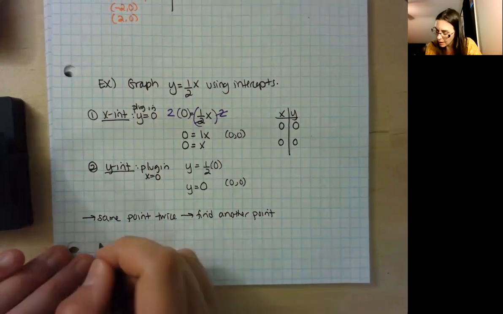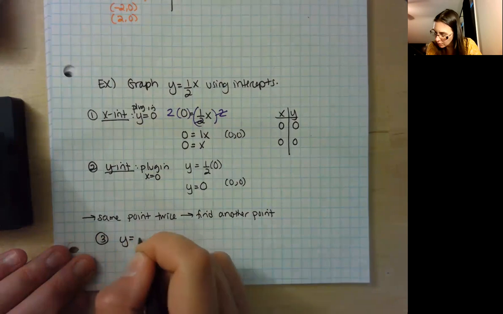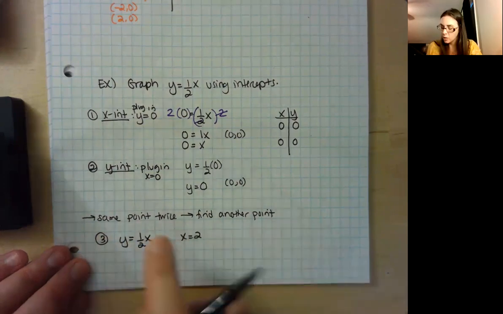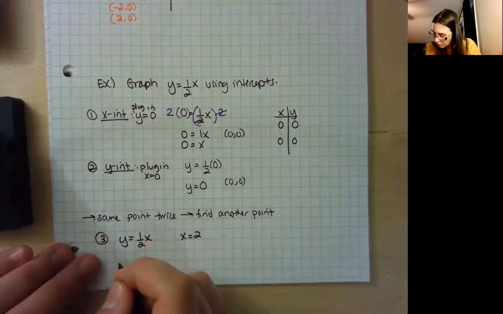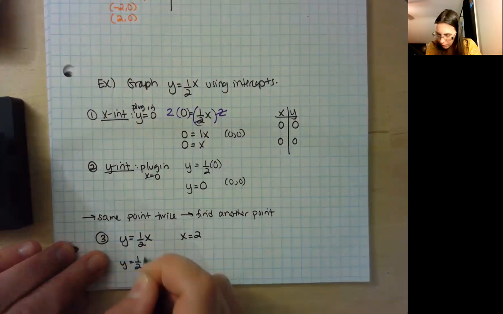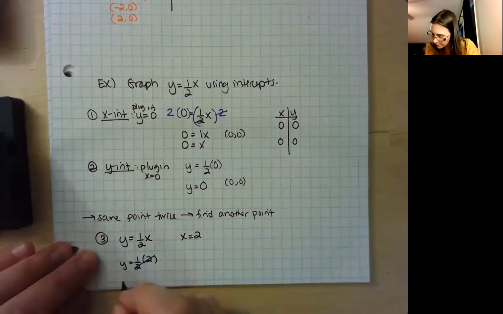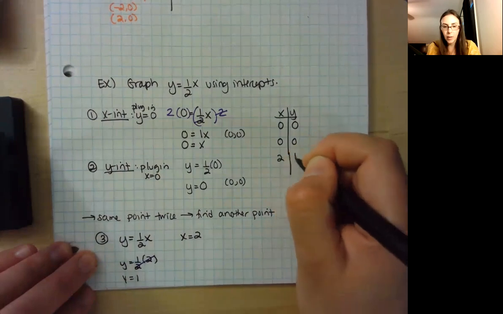So I'm just going to go ahead and pick, now let's see, here's my equation. So I'm going to pick x equals 2. Because if I plug in 2, then that will cancel with the denominator. Right? Because 2 over 2 is just 1, right? This cancels out. So I have y is equal to 1 here. So I have 2, 1 as my next point.